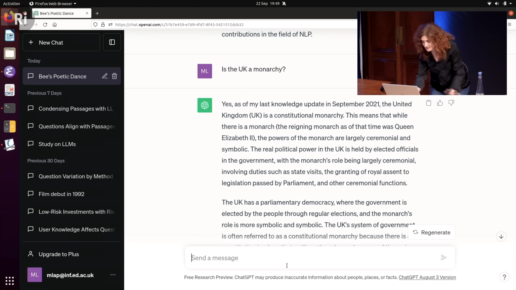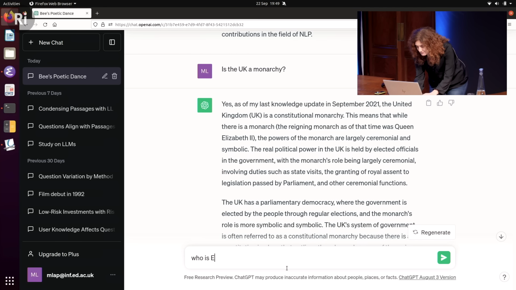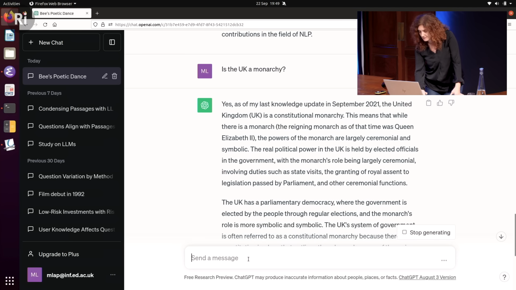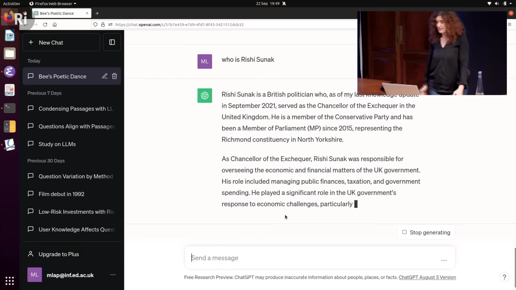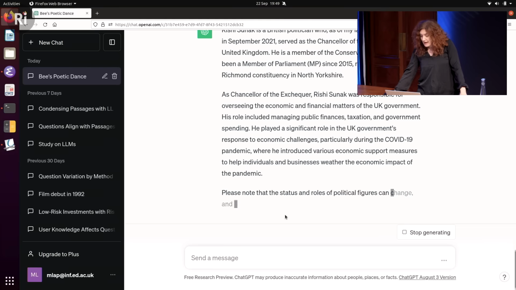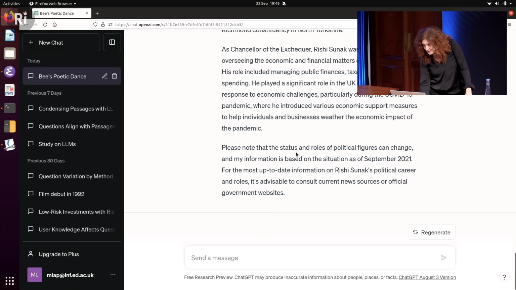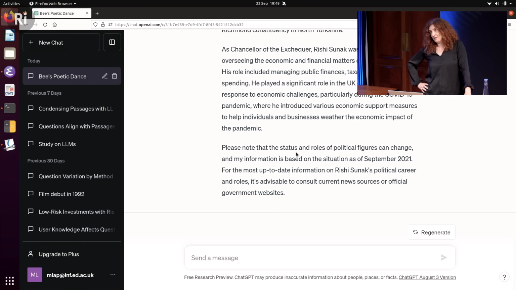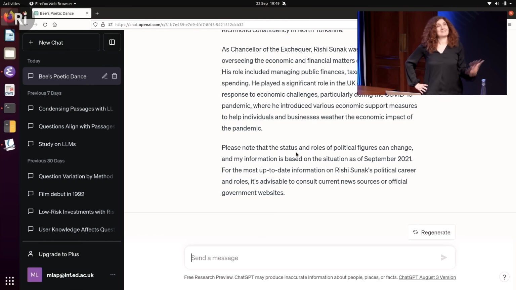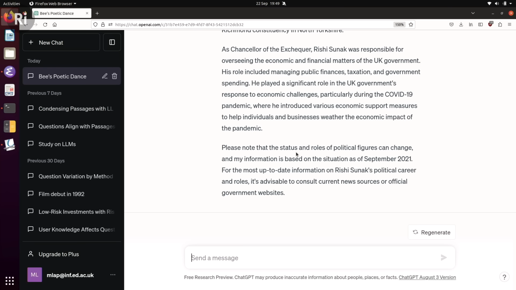Now, if you ask it, who is Rishi Sunak, does it know? A British politician, as of my last knowledge update, he was the Chancellor of the Exchequer, so it does not know that he's the Prime Minister.